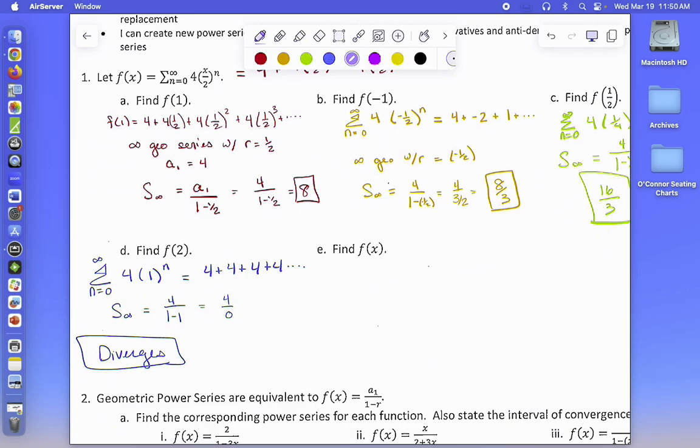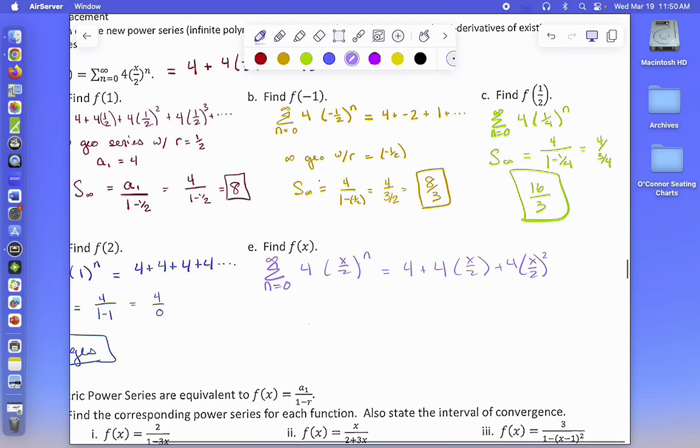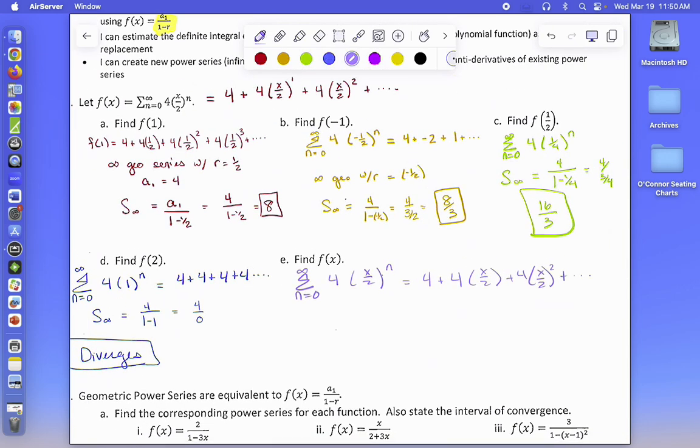So for this, we have our sum from n equals 0 to infinity of 4 times x over 2 to the n. Our initial term, remember when we wrote this out at the beginning, it was 4 times x over 2, 4 times x over 2 squared. We wrote that out way back at the beginning. Our common ratio, what's being multiplied each step of the way, is x over 2.